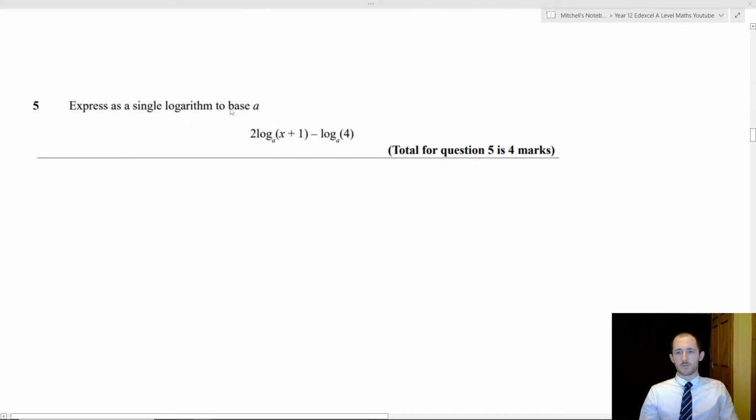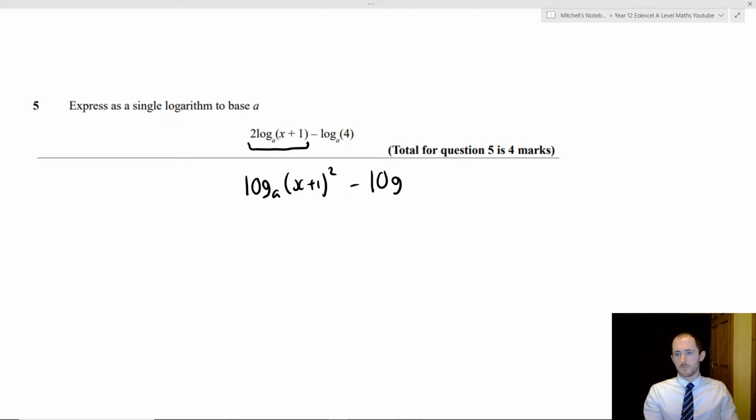Expressed as a single logarithm to the base a. Again, this shouldn't be too bad. This is like part of question 3. First things first, I can't combine unless I get rid of the number in front of the log first. So let's bring it in as a power. Cool. Now I just subtract them, so I divide them.